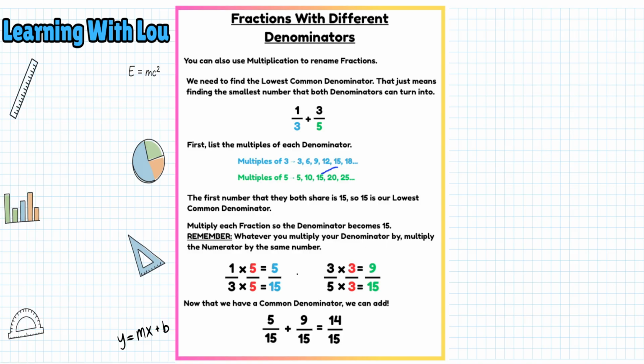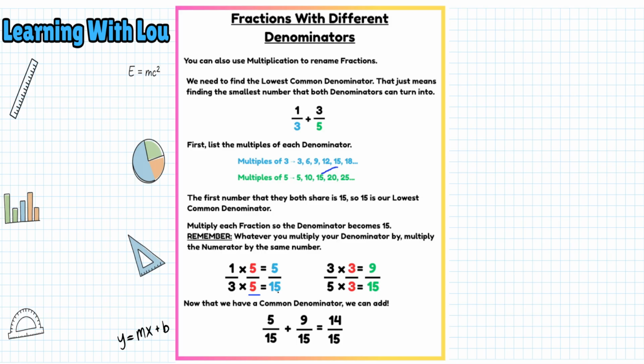So now that we know what our lowest common denominator is, that means we have to change both of our fractions. We have to rename them so that they both have a denominator of 15. Then we could go ahead and add them. So if you take a look down here, I had to turn my 1/3 into a fraction that has 15 as a denominator. How do I do that? I ask myself, 3 times what number equals 15? And I know that that was 5. So 3 times 5 gives me 15.